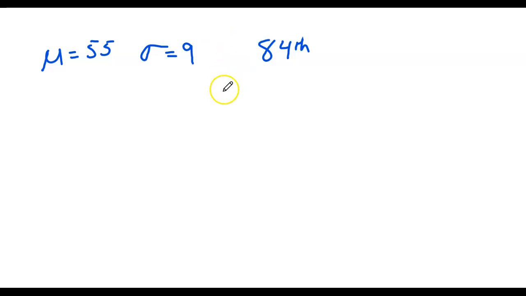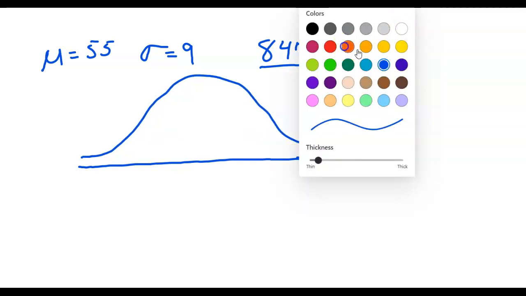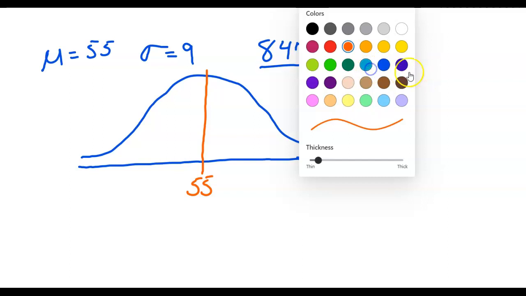When you're asked to find the percentile, you need to identify what you're actually looking at. So let's think about this. If I draw the normal distribution curve, I know that my mean is straight down the center, and in this case my mean is 55. Okay, well, let's think about this.